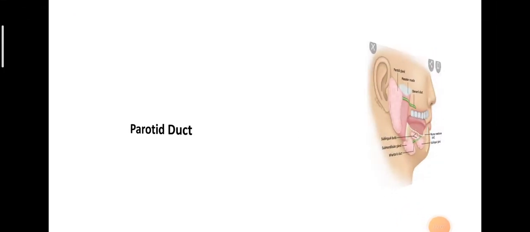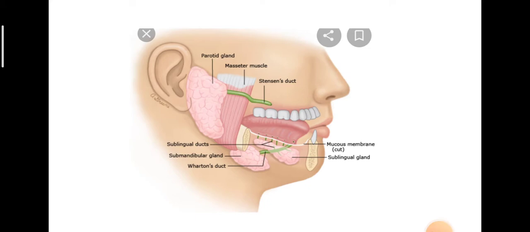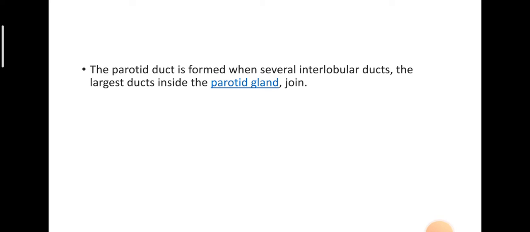Parotid duct. That's the parotid gland, and emerging from it is the parotid duct. The parotid duct is formed when several interlobular ducts, the largest ducts inside the parotid gland, join.